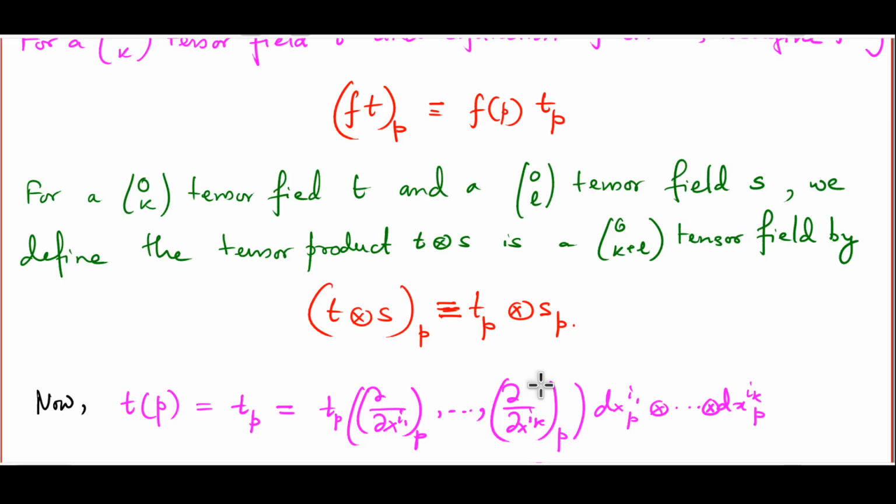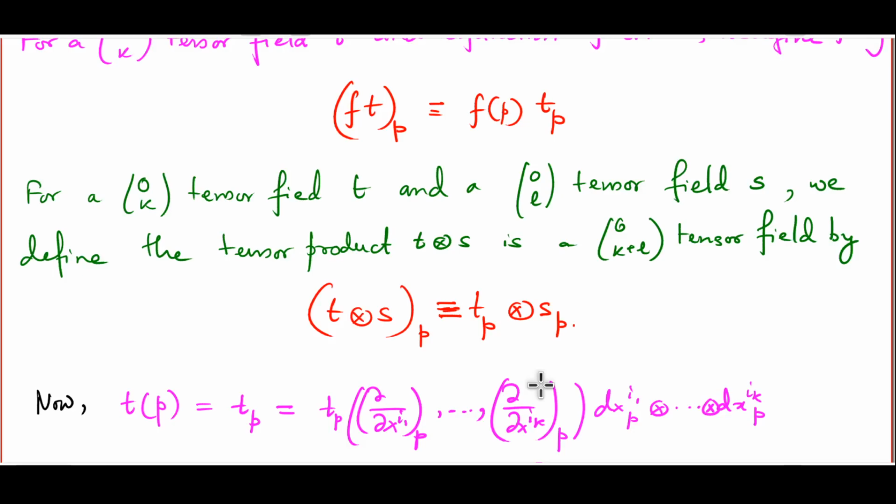Once again, a slightly non-trivial thing would be to prove that if f is a smooth function and T is a smooth tensor field, so is fT. But again, the proof is really rather simple. Now, for one more definition, that of a tensor product of tensor fields.